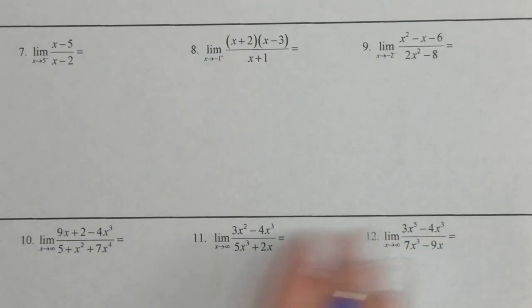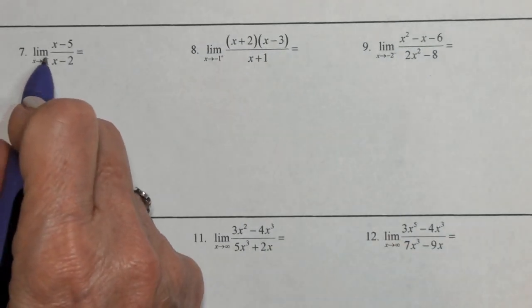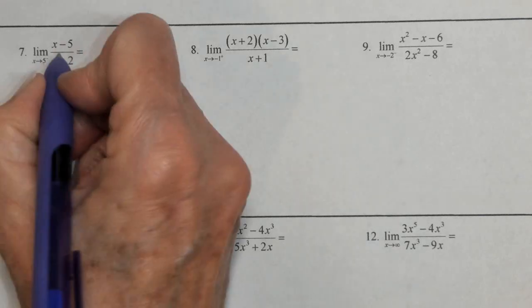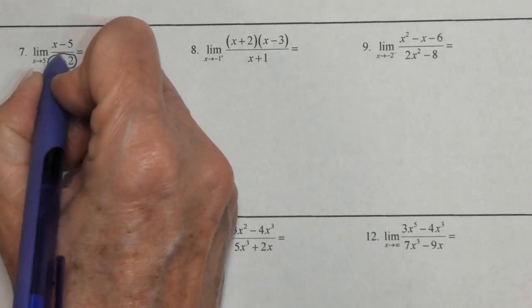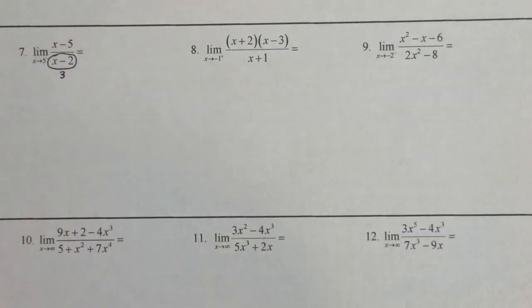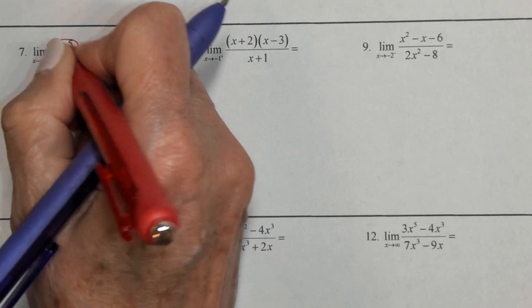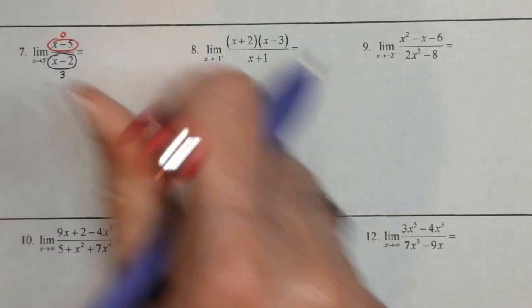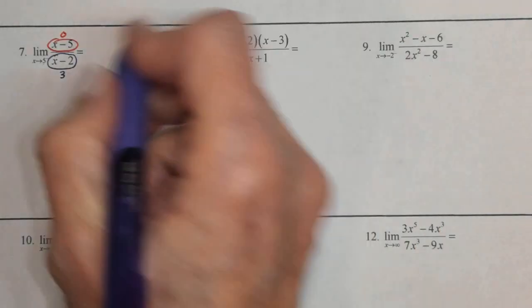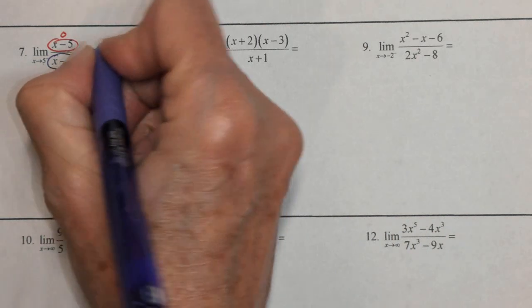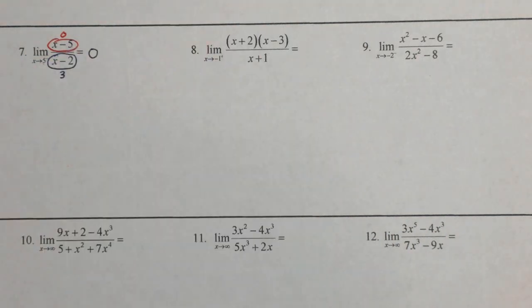Okie doke. Number 7. We're approaching 5 from the left. So first plug in 5. I get a 3 on the bottom. Up on top I get a 0. It doesn't matter if it's positive or negative. It's a 0 on top. So this whole thing is just 0. 0 on top, just 0. 0 on the bottom, you got a problem.